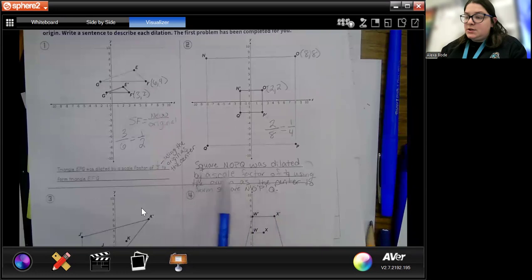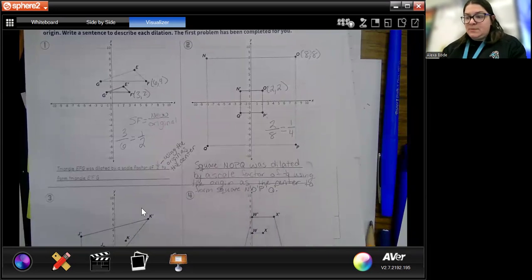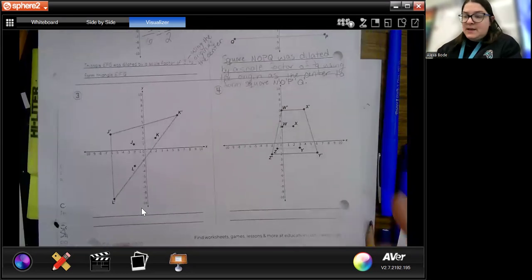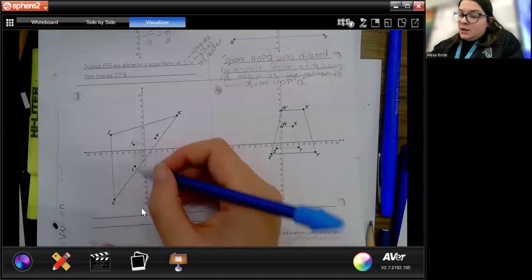Okay, so to write the sentence, I had to find the scale factor, and then the sentences should stay the same format. So identify what the shape is, was dilated by a scale factor of, using the origin as the center to form the new shape, identify the new shape. So I'm going to do one more with you guys, and then I want you to come back to school with number 4 done on your own.